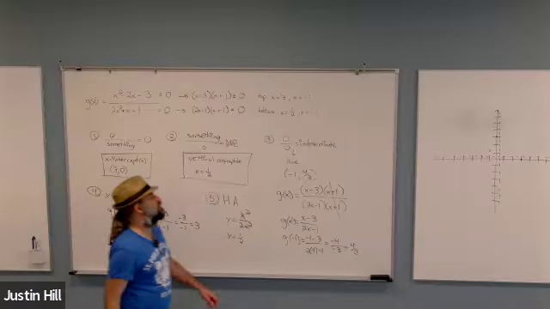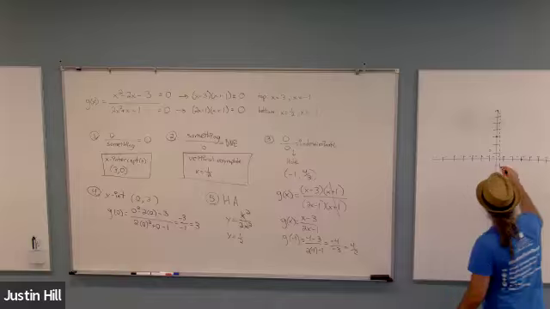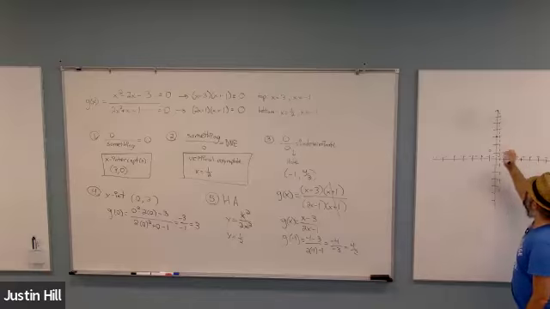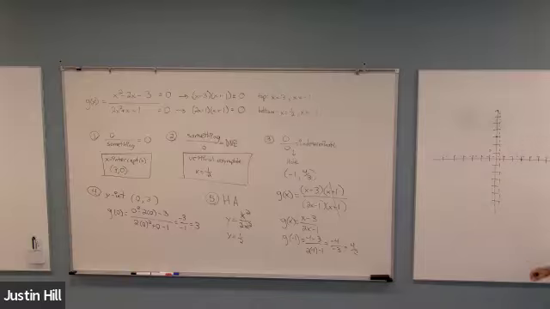So if the horizontal asymptote is like 3 or 4, let's say it was at 4, then you would draw a horizontal line through y equals 4. So it's very easy to see.